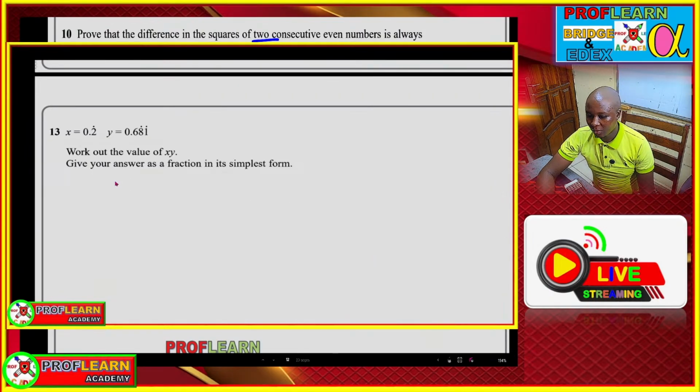We have question 13. Question 13 is talking about recurring decimals, and we are given x is a recurring decimal of 0.2, and this 0.2 has a dot at the top, so it means that it's going to be 0.22222, and the 2 is the recurring digit there. Then y is 0.681818181, and 81 is the one that's going to recur. So the first thing that you're going to do in order to find xy is to express those decimals as fractions so that we can multiply them.